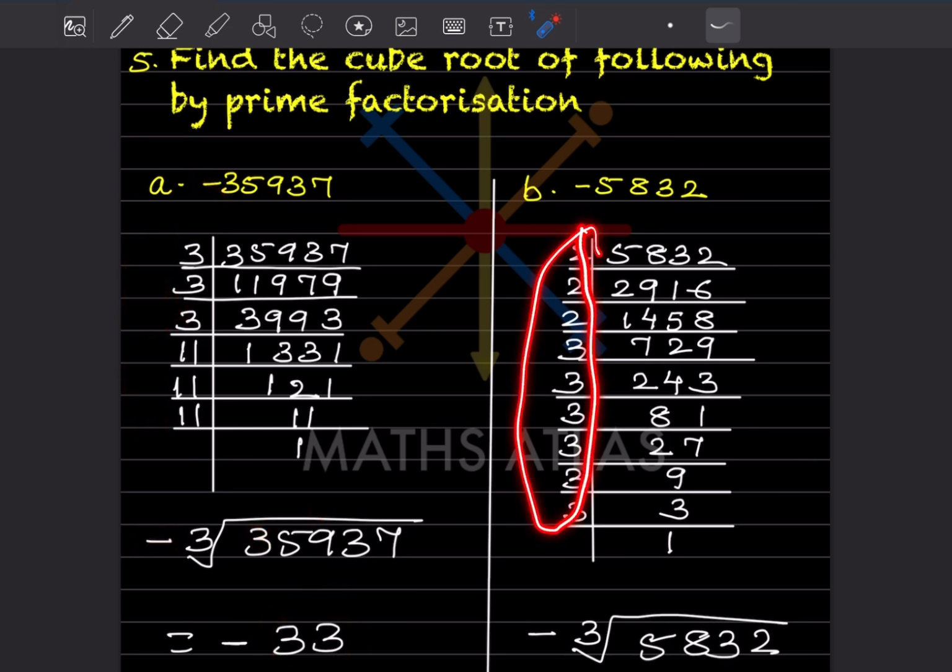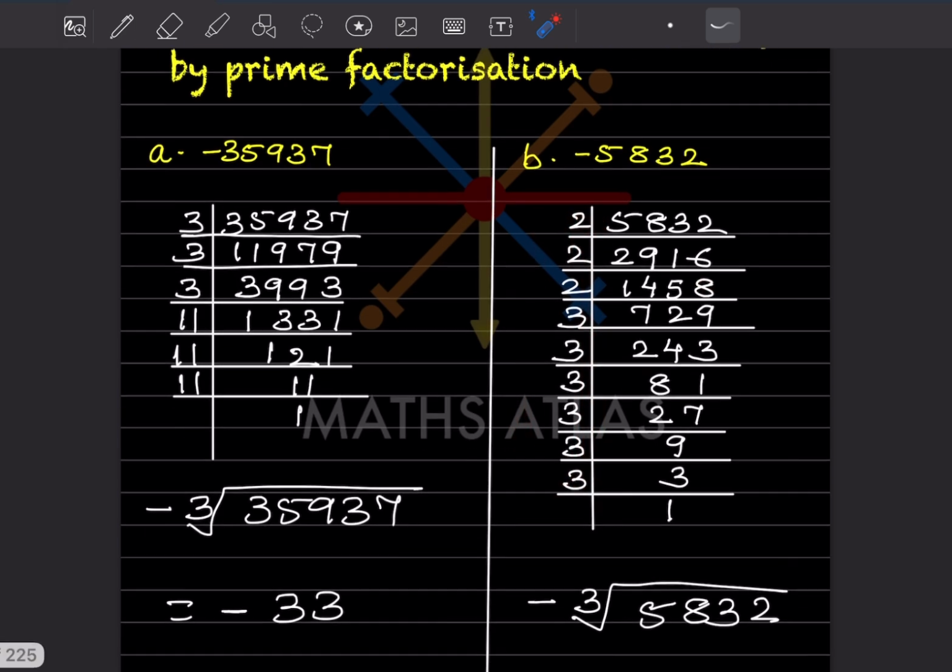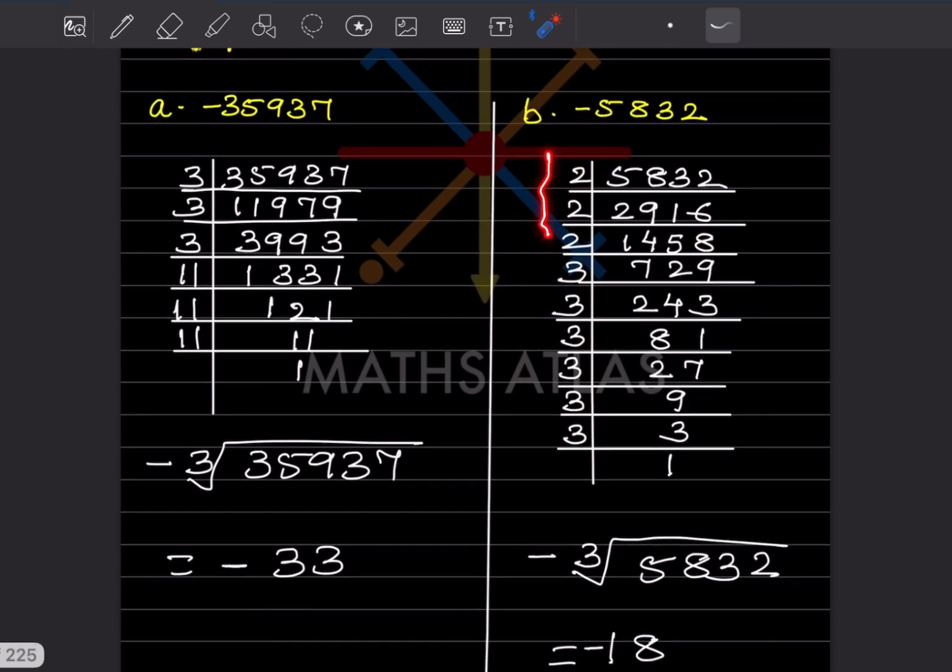Again, these are the factors of it. You can check. Now we are going to make groups of 3. So this will be 2 and this is going to be 3. Whenever we make a group, we just write that number only once. Now we multiply this, so that is going to be 18. This is minus over here, so minus the cube root of 5832, that is minus 18.